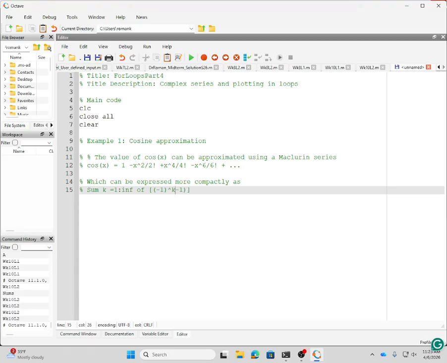minus 1 multiplied x to the power k minus 1 multiplied 2 divided by k minus 1 multiplied 2 factorial. Make sure all those parentheses matches.